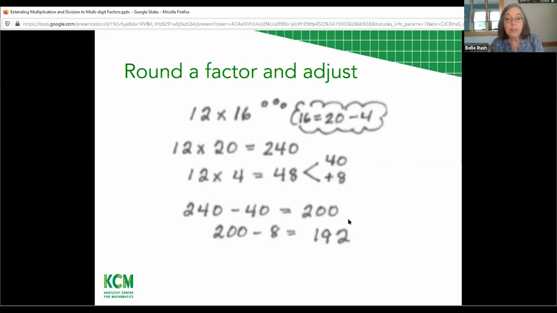All right, then the other strategy is round a factor and adjust, where they have 12 times 16 rounded up to 20. So you're going to multiply 12 times 20, and then you have to go back and take away that extra where you multiplied into too many groups.